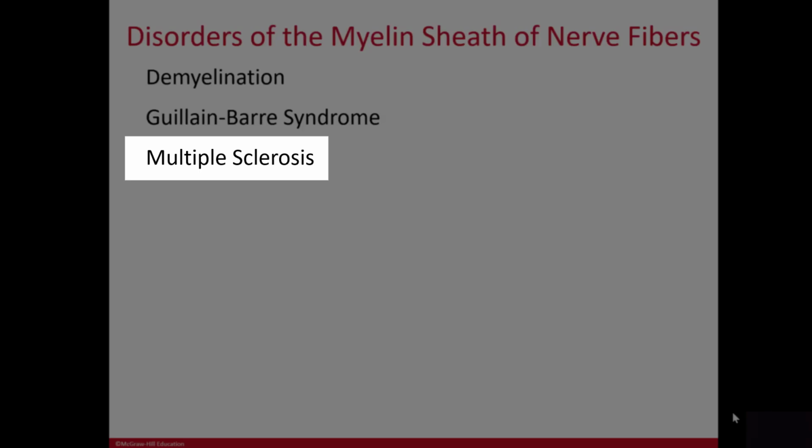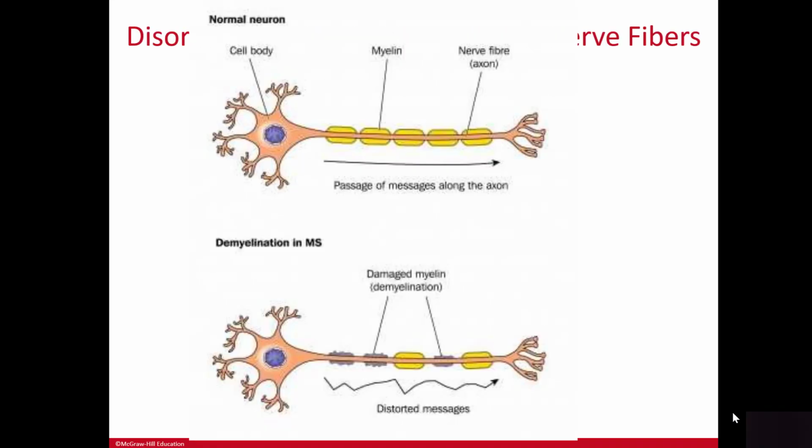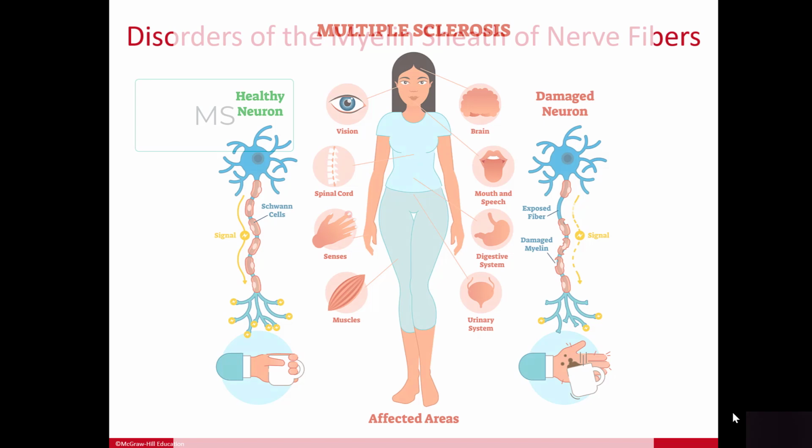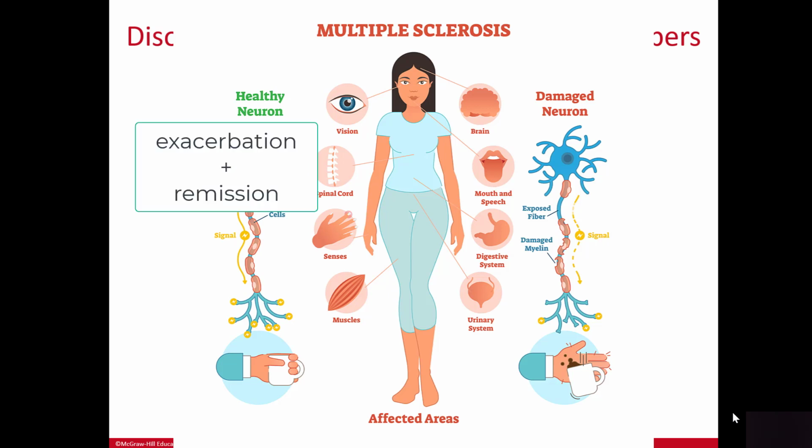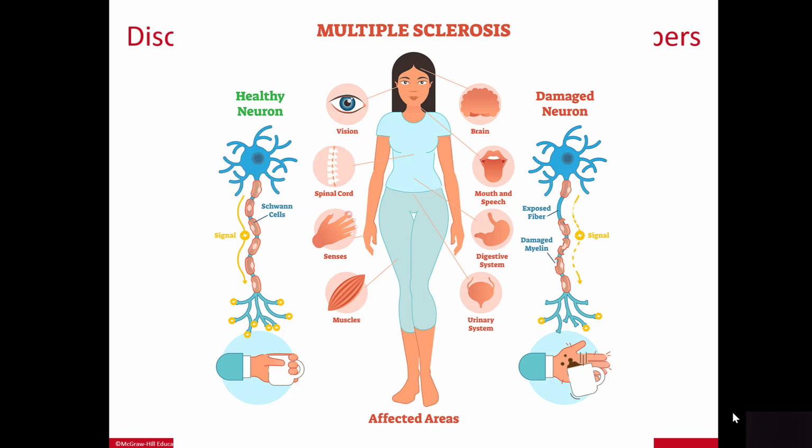Multiple sclerosis is the most common demyelination disorder and involves demyelination of nerve fibers in the brain, spinal cord, and optic nerves. MS is a chronic progressive disorder that causes weakness, pain, numbness, and vision loss. The disease is characterized by exacerbation and remission, which means there are episodes where the disease is worse and periods where the symptoms are almost gone. MS is more common in women and is usually diagnosed between the ages of 18 and 35 years. The exact cause is unknown, but it's thought to be an autoimmune disorder.